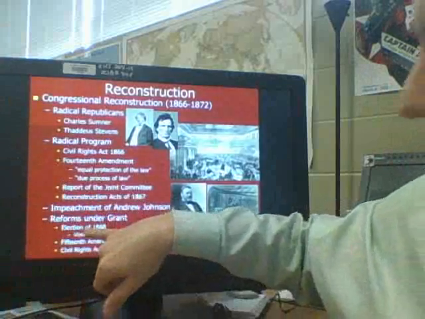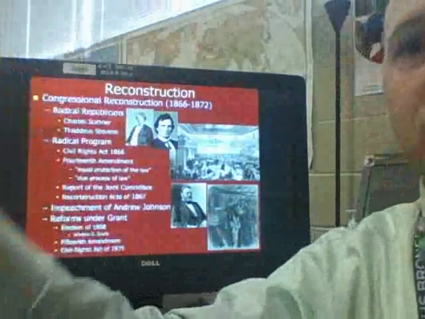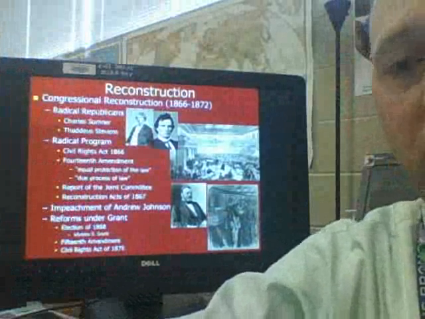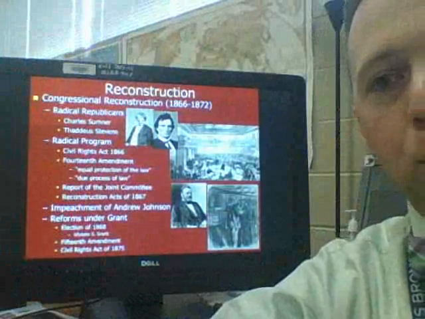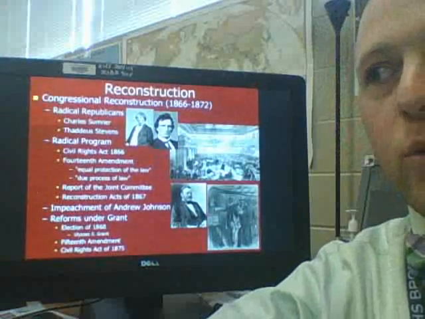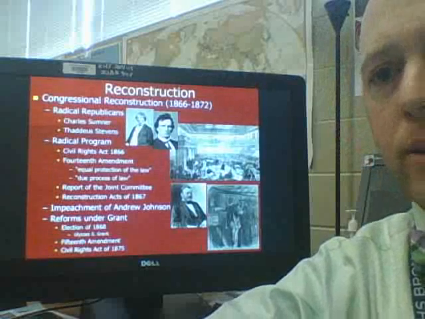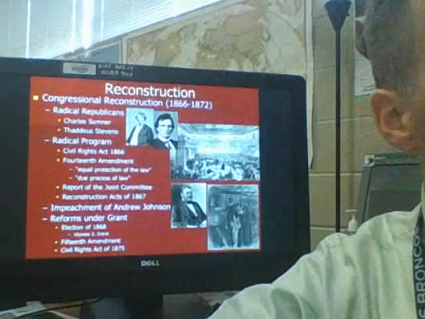The last little bit we're going to be covering on this slide is the reforms under Grant. So the next president of the United States after Johnson, who's been kind of the president in waiting since the war ended, is Ulysses S. Grant. Very popular war general, the general who helped end the war for the Union. He's been waiting around to get the nomination. Now he's going to get the nomination in 1868 and will win fairly easily in this election.